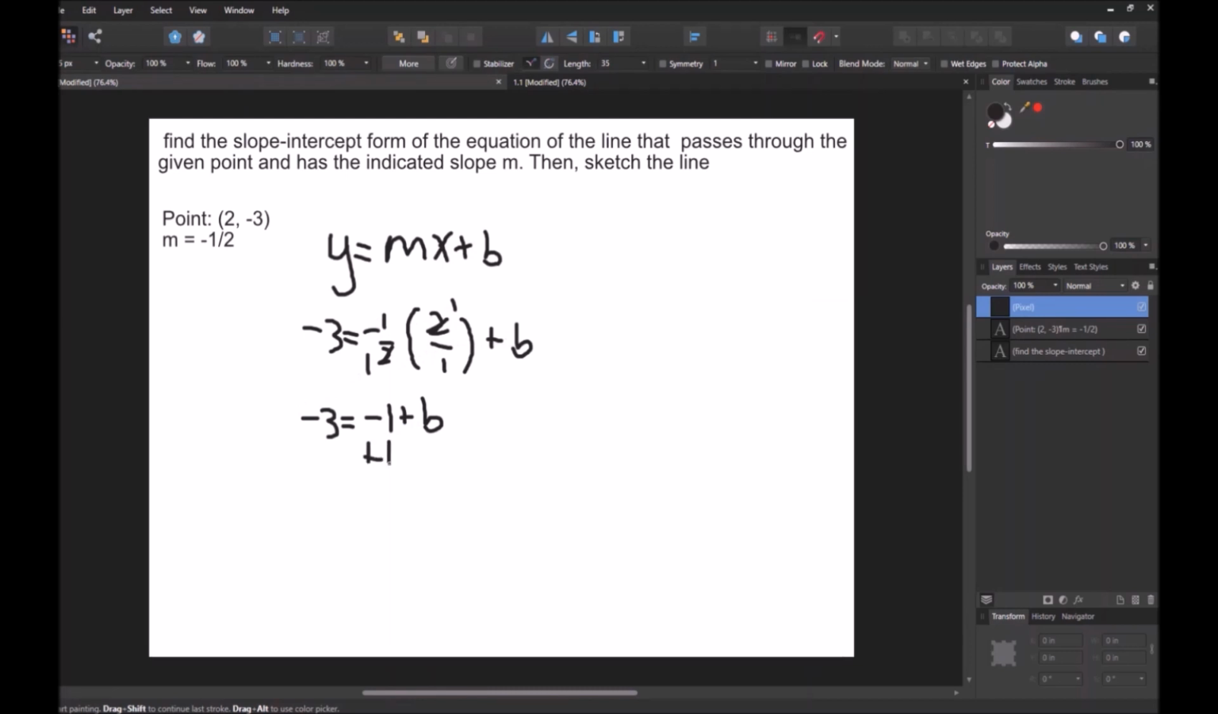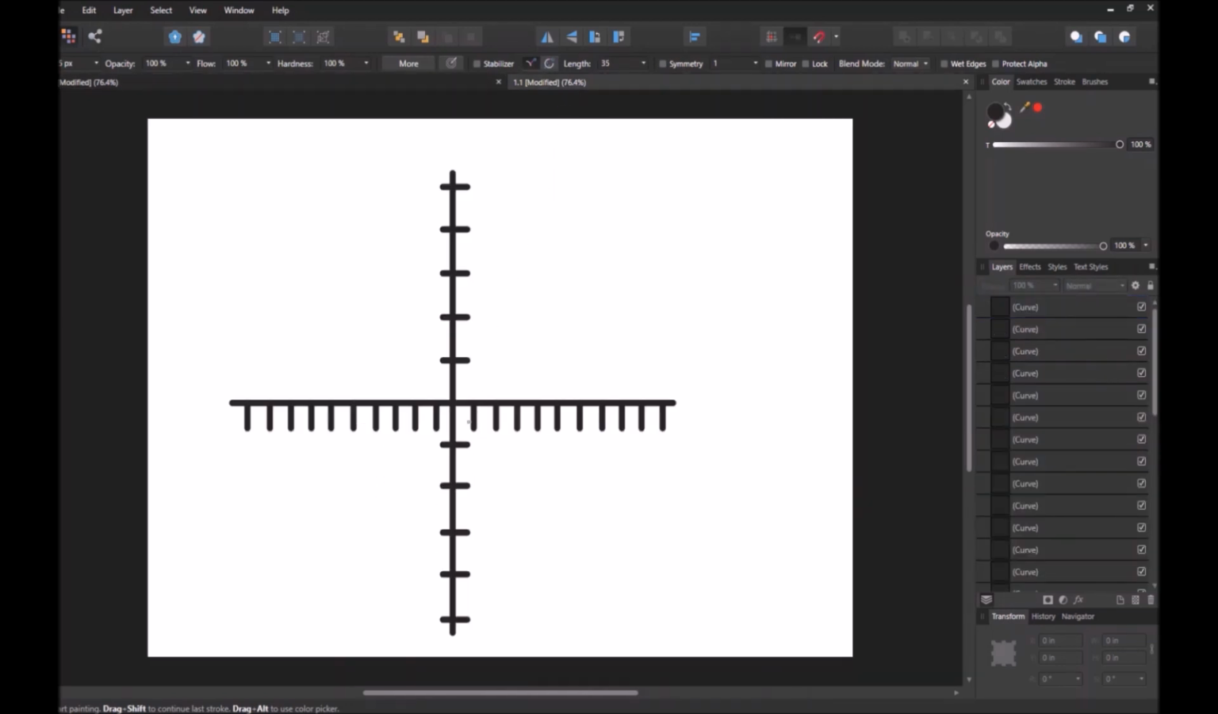And then we add 1 to both sides, and we get b = -2. And then when we rewrite it in slope-intercept form, we get y = -1/2 x - 2. So then when we go to graph this, our y-intercept is at (0, -2) down here, and our slope is negative 1/2, so we're going to go down 1 and over 2.